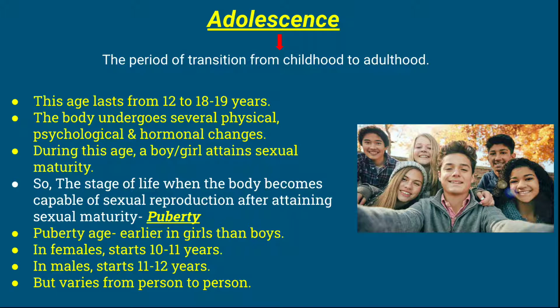Okay, now puberty age is earlier in girls than in boys. In females, this puberty age starts from 10 to 11 years and goes on. Okay, and in males it starts from 11 to 12 years and continues till you reach adult age. So this puberty age comes earlier in girls than in boys, but according to the experts, this age varies from person to person.